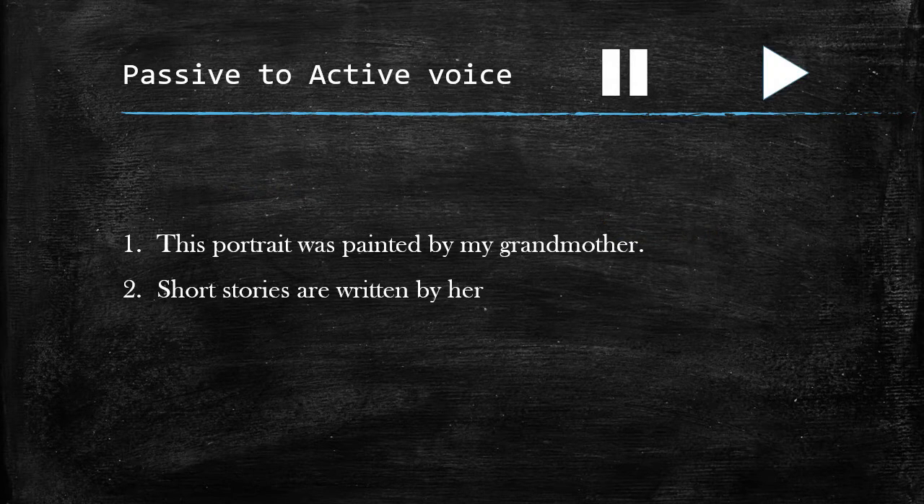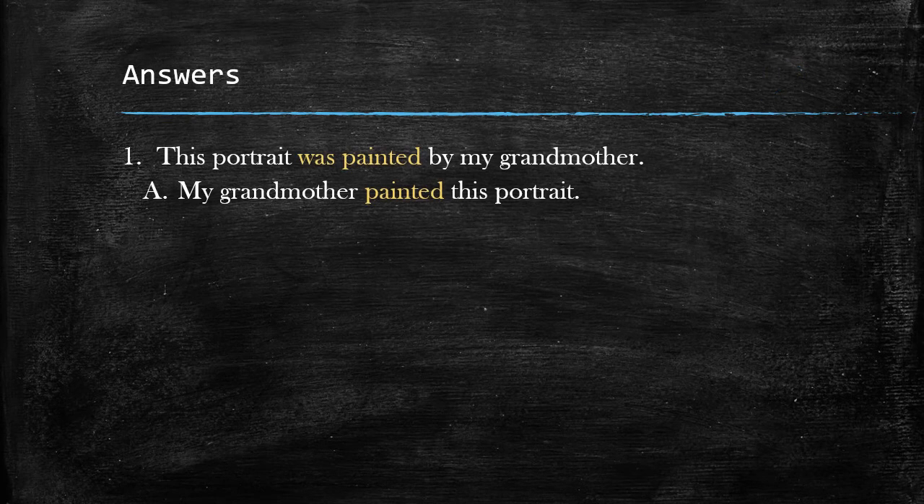Another way of asking questions regarding active and passive voice in the exam is to ask you to change it from passive voice to active voice. Try these two. Pause the video. When you've done your answers, press play. Let's look at the answers for the passive to active voice. This portrait was painted by my grandmother. My grandmother painted this portrait. Simple past tense in the verb.